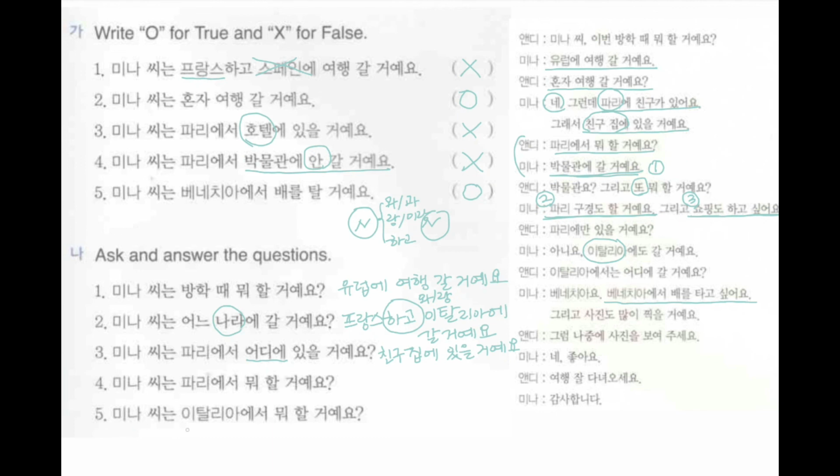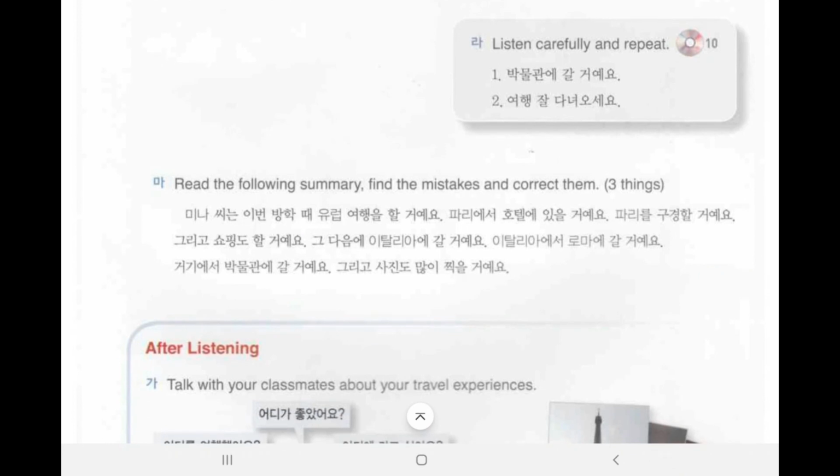Number five. 미나 씨는 이탈리아에서 뭐 할 거예요? 자, number one. 배를 탈 거예요. 자, number two. 사진도 많이 찍을 거예요. So you can choose either or both for this number five. Okay? Very good. Great job. 자, shall we do this activity together? Read the following summary, find the mistakes, and correct them. You can pause the video and find three mistakes and fix them. Shall we do it together?